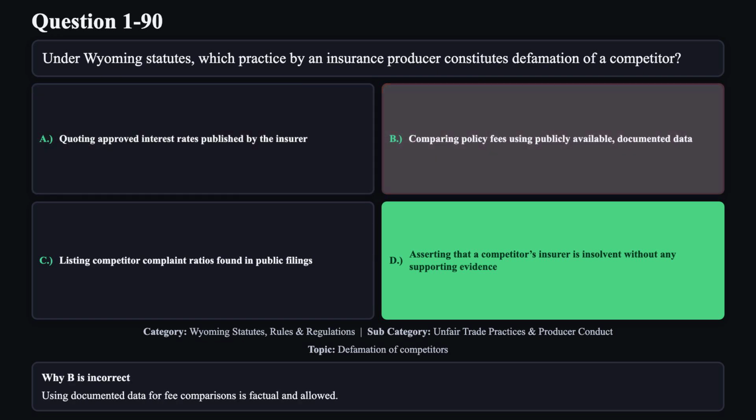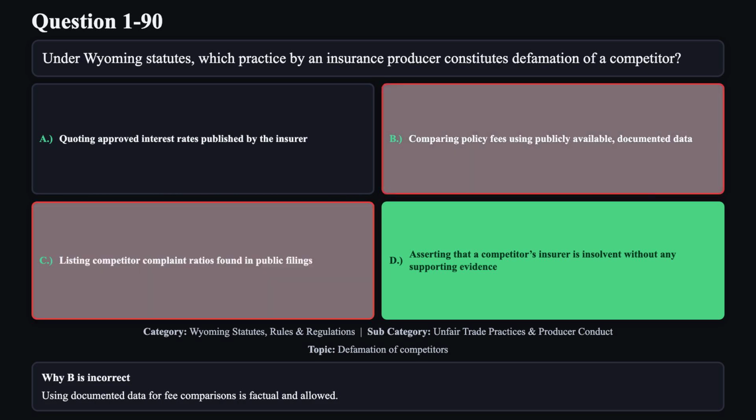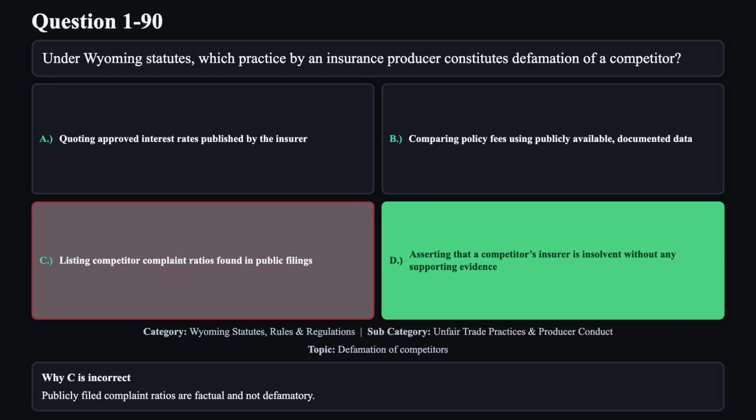Reason B is not correct. Using documented data for fee comparisons is factual and allowed. Reason C is not correct. Publicly filed complaint ratios are factual and not defamatory.